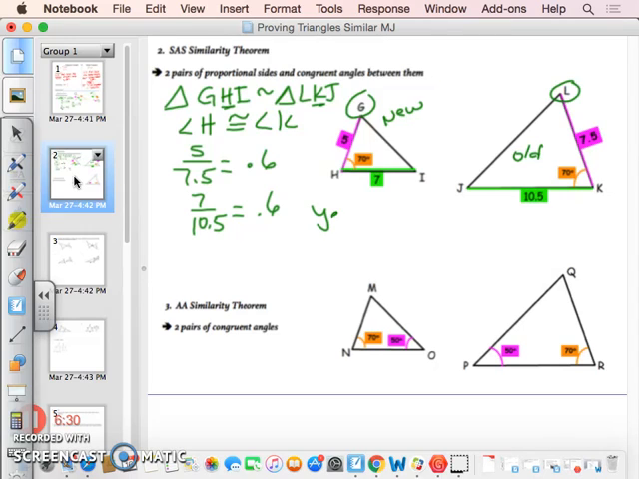So I can say yes, these two triangles are in fact similar because of the theorem side angle side. And notice the two sides have to make the middle angle.